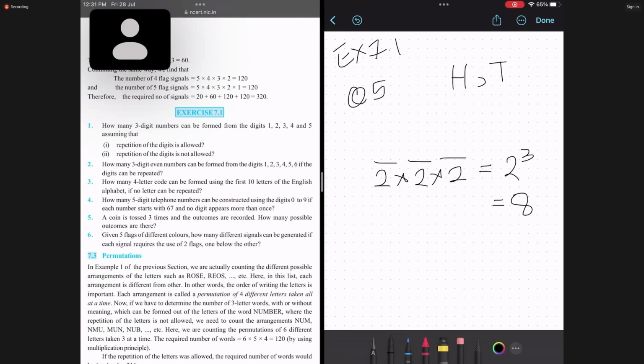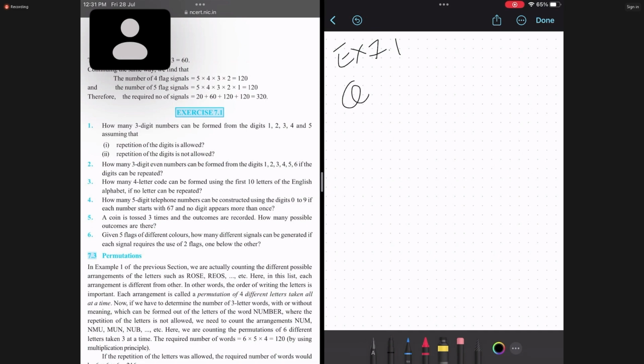This is a fairly trivial question where you don't have to apply much of your logical thinking. You just have to do what has been stated in the question, quite straightforward, and you'll arrive at the answer very easily. Question number 6. Given 5 flags of different colors, how many different signals can be generated if each signal requires the use of 2 flags, one below the other? So let us suppose that this is your space wherein you have to generate your signal, right? So it has been divided up into 2 places.